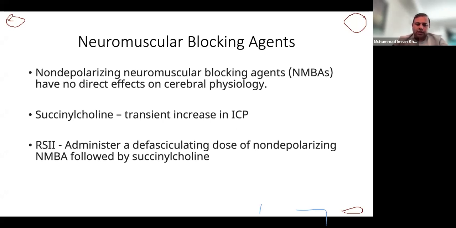And the reason why SUX was preferred previously was because it was short-lived, and if you run into a can't ventilate scenario, SUX would get out of the system much quicker than other neuromuscular blocking agents that we had. However, because now we have Sugammadex readily available over here, we use rocuronium at high doses, and if you ever run into can't ventilate, you can always use Sugammadex to reverse the effects of the rocuronium that we have used.